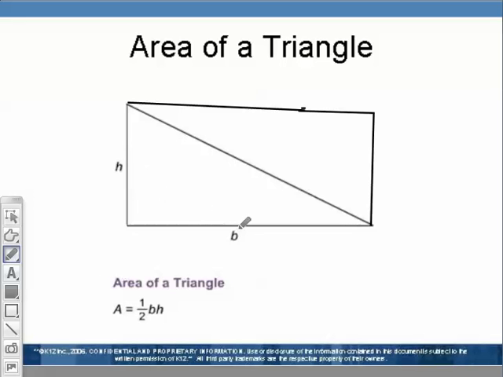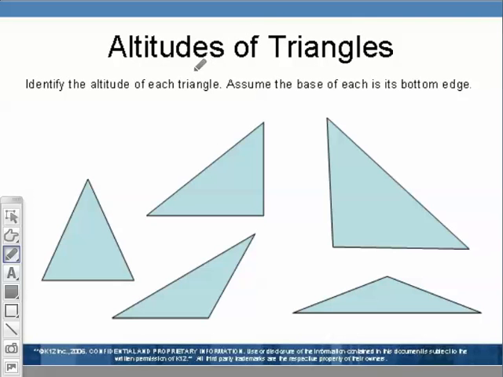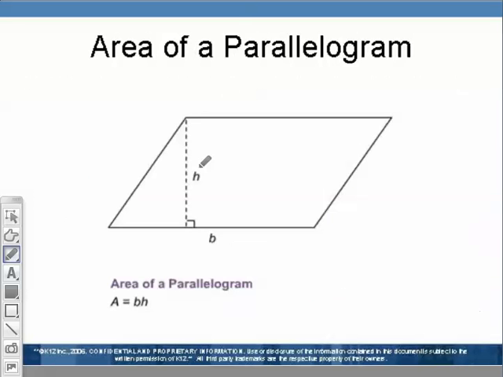We took the base times the height for a rectangle, but since a triangle is only half of a rectangle, we're going to use 1/2 the base times the height. And that is the area of a triangle formula. If we are looking at triangles, they don't all have right angles like that, right? So what are we going to do differently than just using the height here?